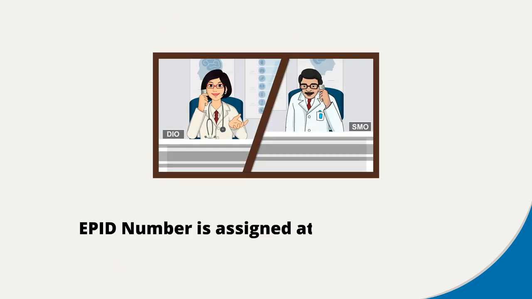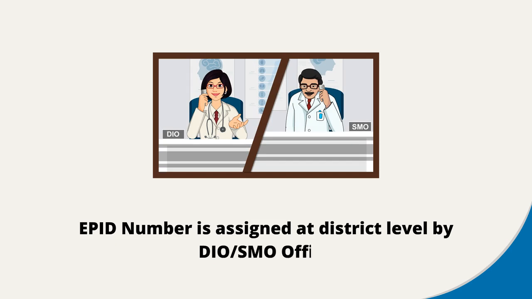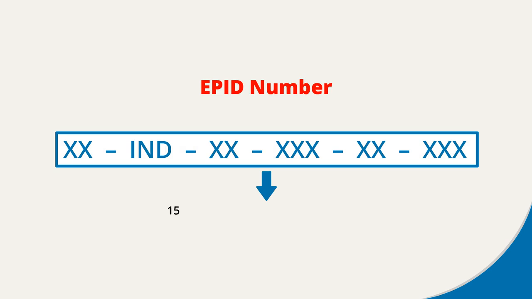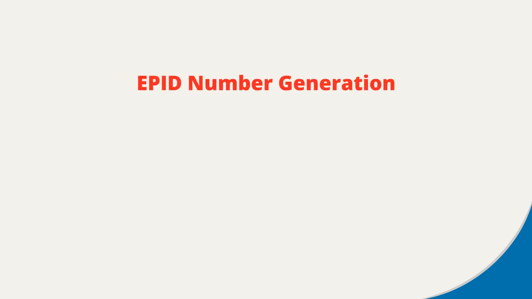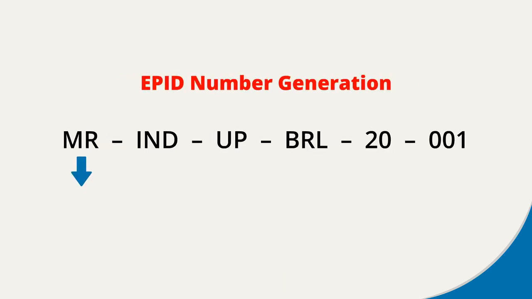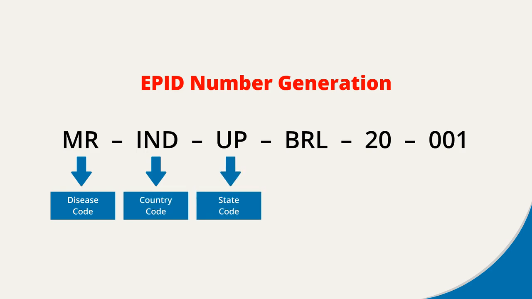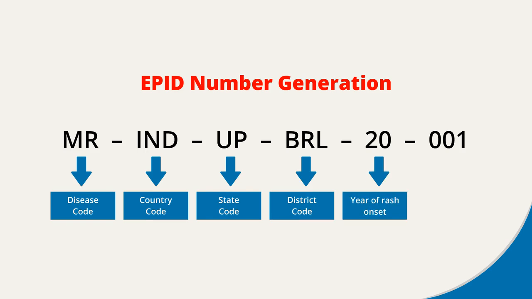EPID number is assigned by DIO or SMO office. This is 15-digit alphanumeric unique code for each suspected case. It consists of disease code, country code, state code, district code, year of rash onset, case serial number.